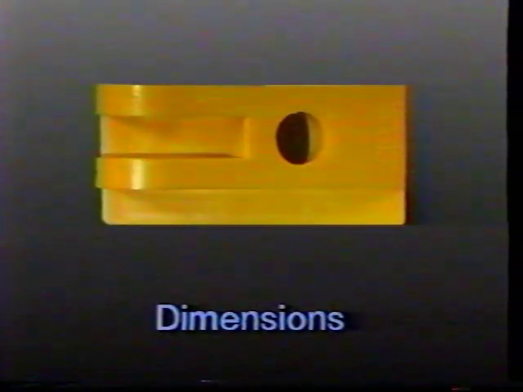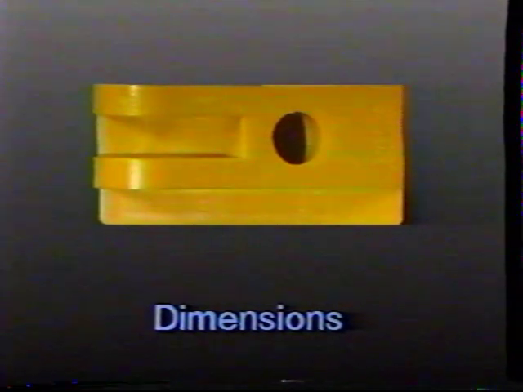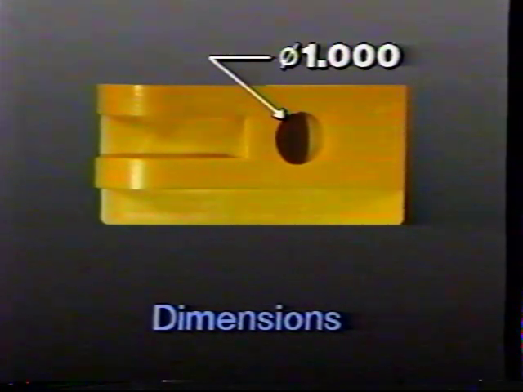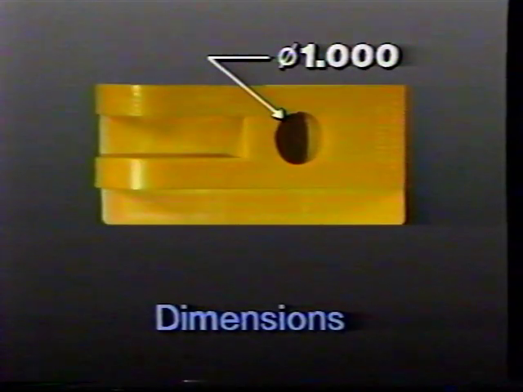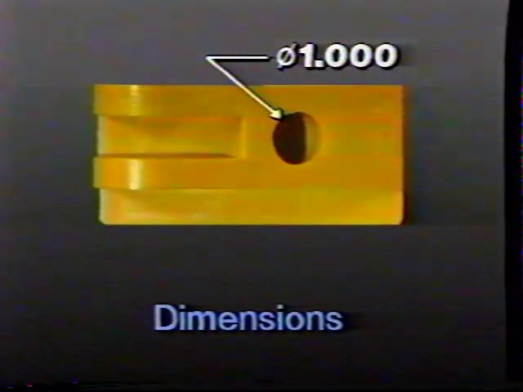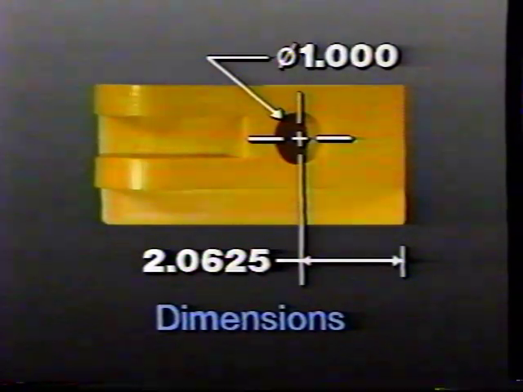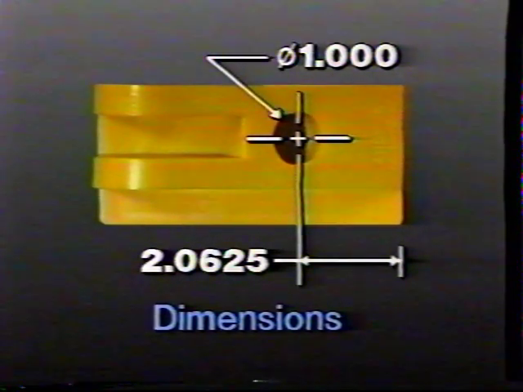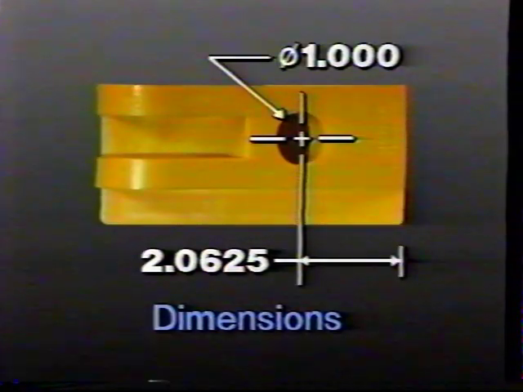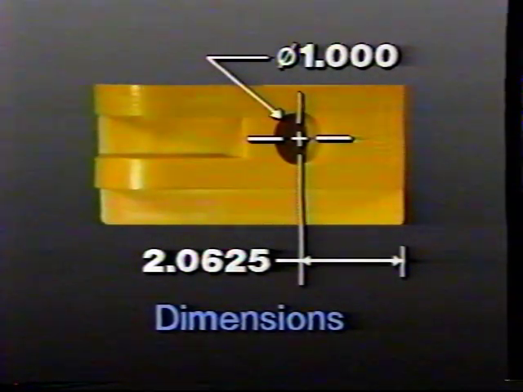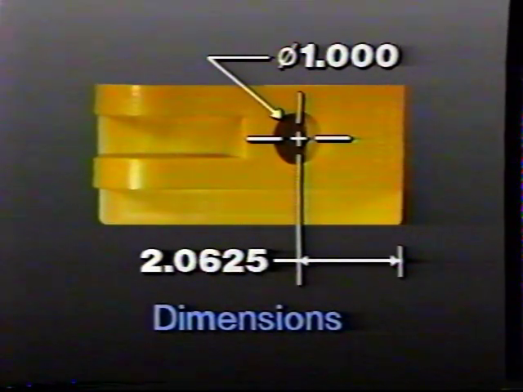There are two types of dimensions, size and location. A dimension of size tells you how large a feature is. This hole, for example, is 1 inch in diameter. Dimensions of location tell you where the feature is located on the part with respect to other features. The hole is 2 and 625 ten-thousandths from the edge.